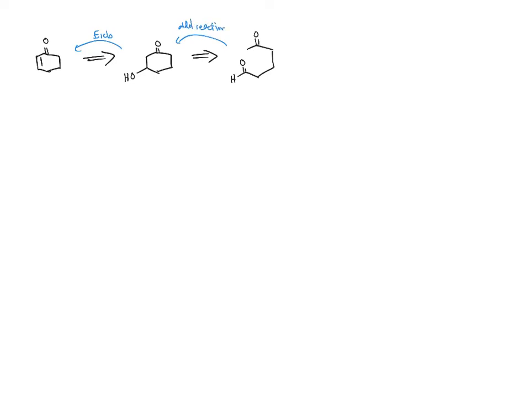And we can actually disconnect this even further by doing a Michael reaction, Michael addition. And the Michael addition will come from an aldehyde and an alpha-beta unsaturated carbonyl plus some base, let's say LDA.